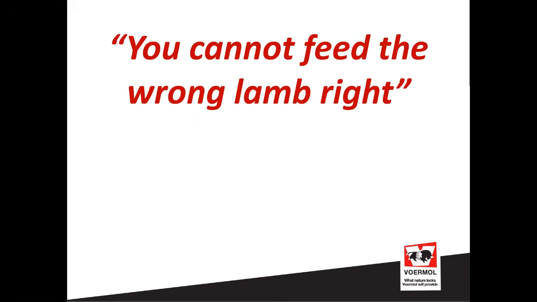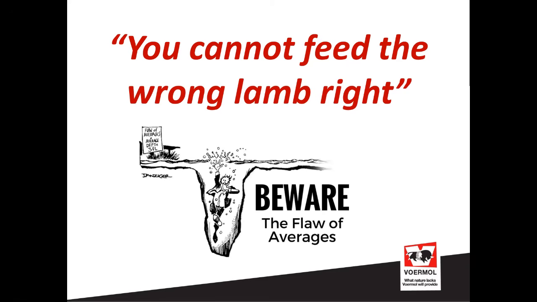Unfortunately, with each weaning group, let's say the bottom 10% or bottom 15% of that group will be lambs that cannot be fed right. All right, so you need to get rid of them. They're going to eat up your margin in your feedlot. So identify them as soon as possible and get rid of them. They're going to mess around with your feeding norms.